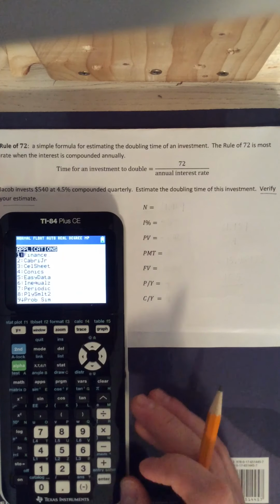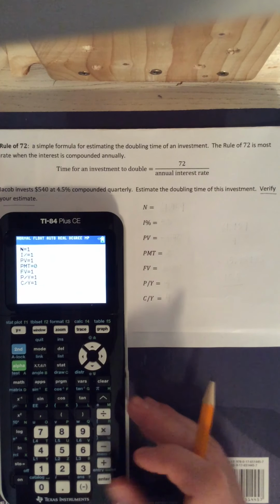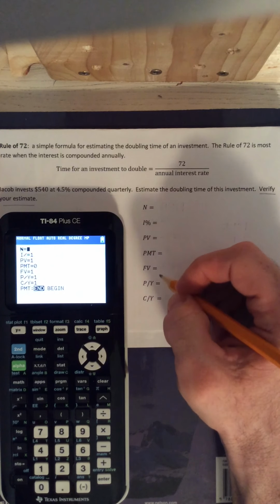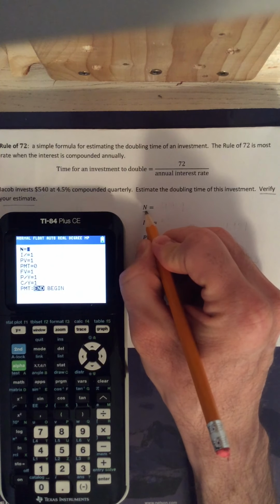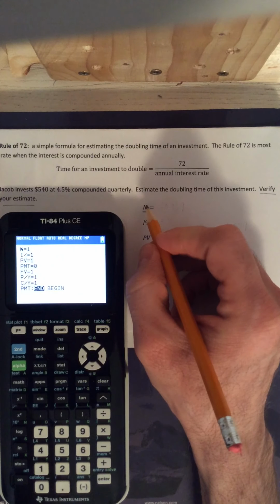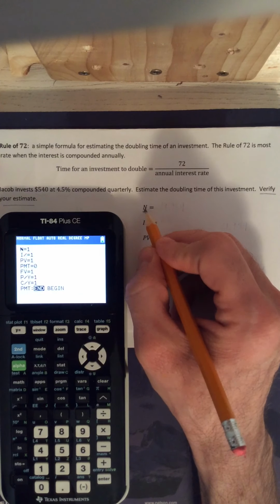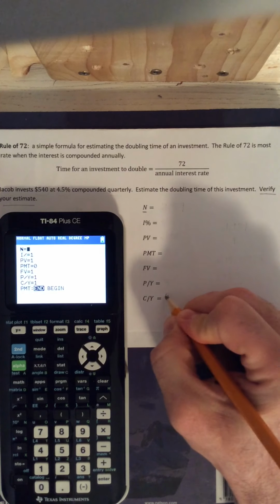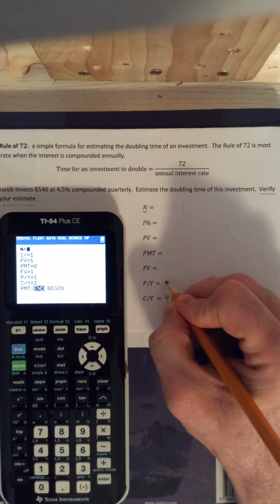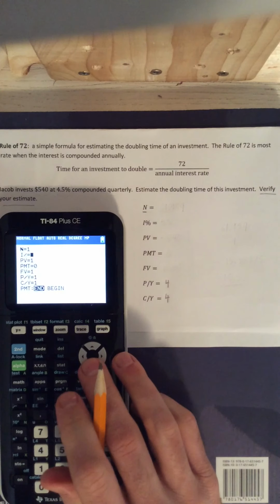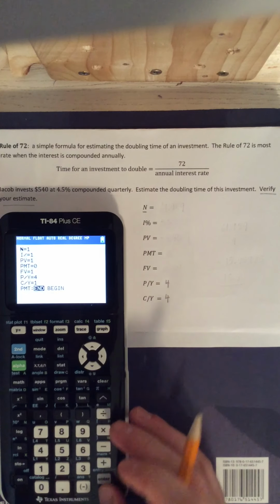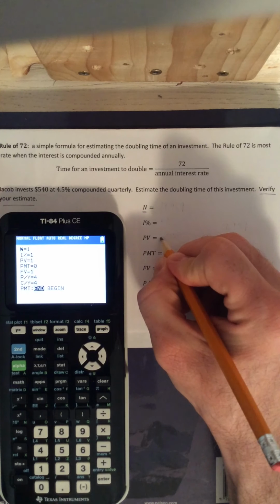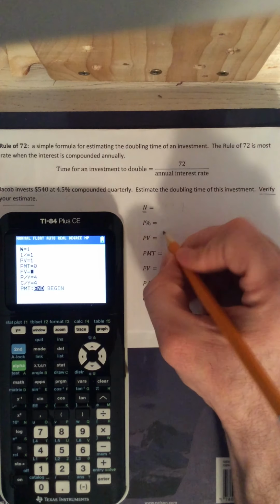So we would go to the apps section under Finance in the TVM solver, and what we would do is input the information we have. What we don't know is the number of compounding periods total. We know that it's compounded quarterly, so that's 4 times in a year. So also the payments per year are going to have to be 4. So if we change both of those, we know the present value is $540.